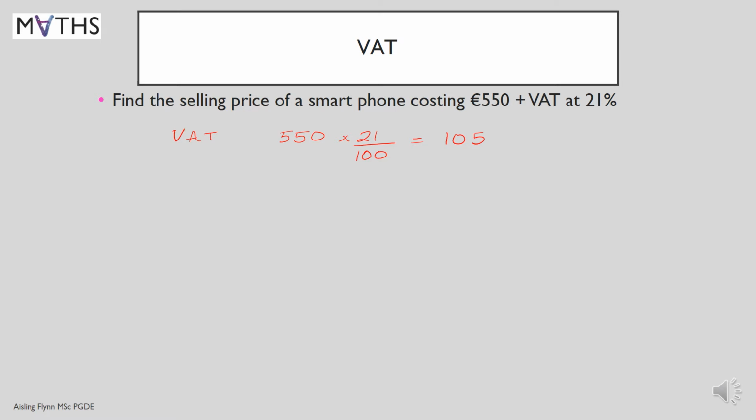Now you can use whichever form of percentage that you wish. You can use decimal, or you can use the percentage function on your calculator, and they will all give the same result. Now it is value added tax, so we have to add that tax on to the initial price. So 550 add 105, and the answer to the question, the selling price, is €655.